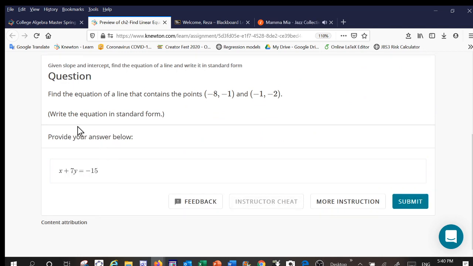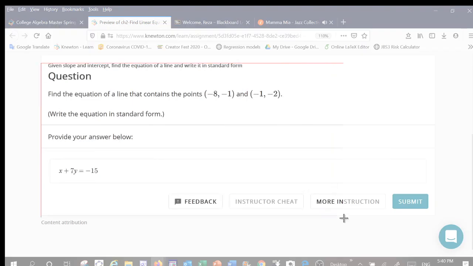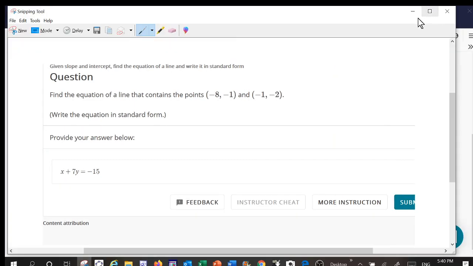It says write the equation in standard form. So what I did, I wrote it in slope-intercept form because I didn't read it carefully, but that's okay. So we had y plus 2 equals negative 1 over 7 times x plus 1, right?